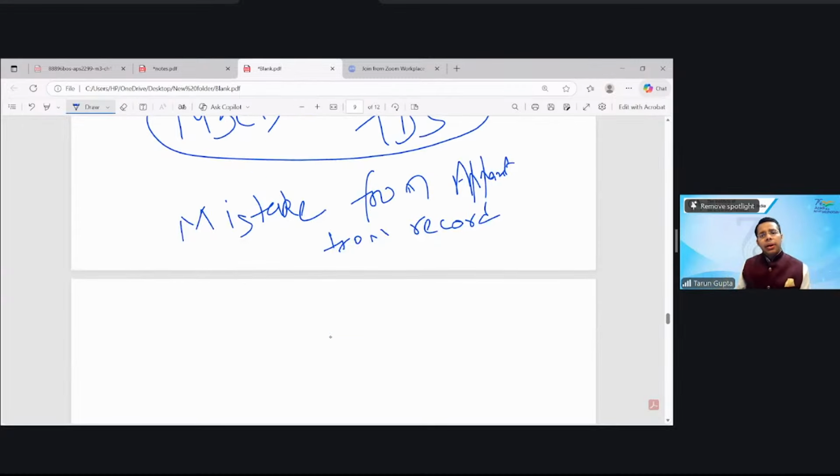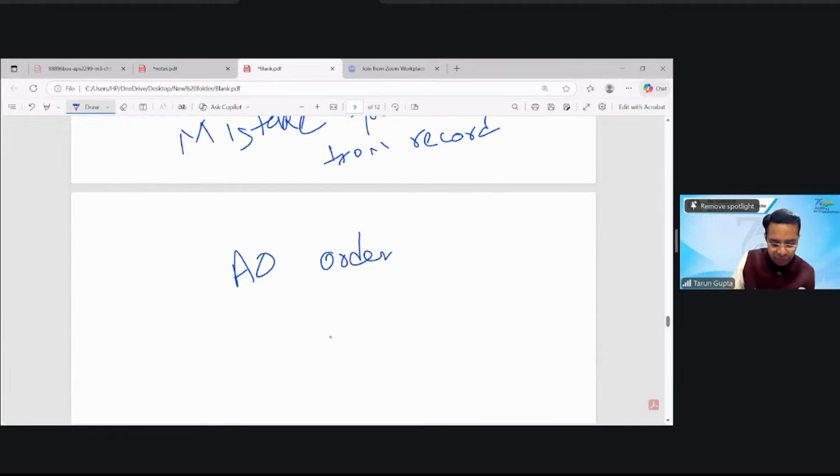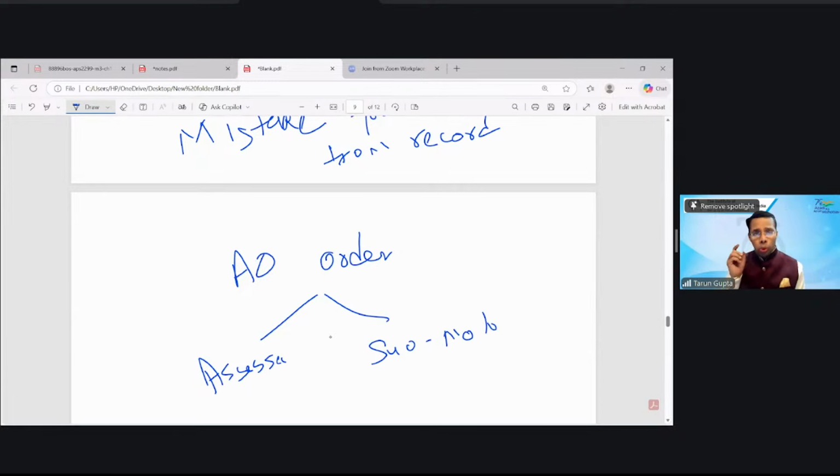Who will rectify? The only one who has actually committed the mistake. So if the mistake is in the AO order, then the AO shall rectify. How can he rectify? He can rectify on the application of the assessee or suo motu. Suo motu means on his own, he can rectify.